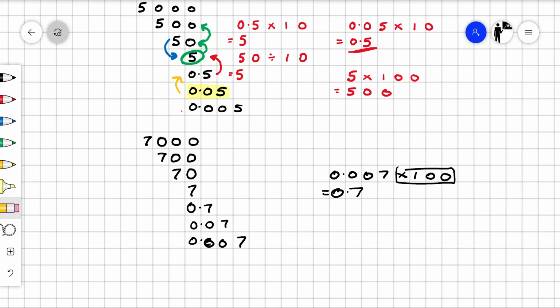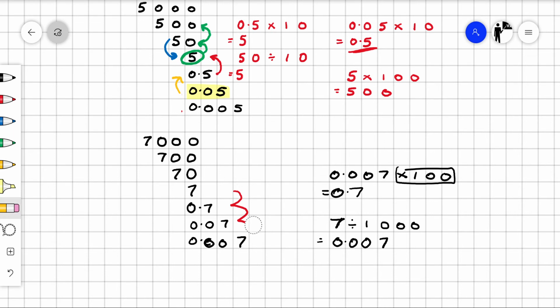Or what if the question was 7 divided by 1000? So I'm dividing, so I'm going to move down. Okay, so we're starting at 7 and we're going to go down 3 places because there we're dividing by 10, 100, 1000. So my answer would be 0.007.